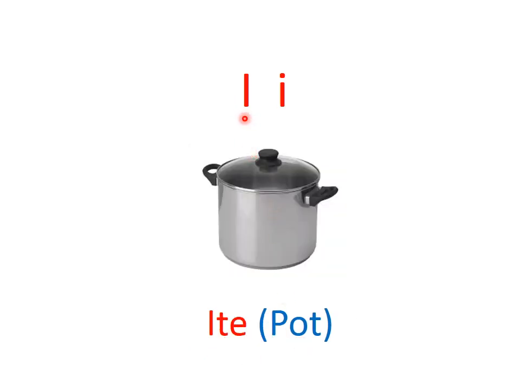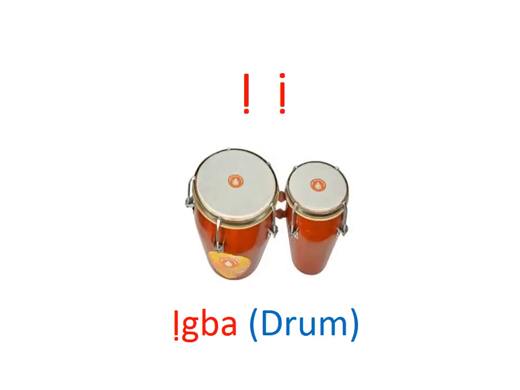E as in ite, pot. We have a variation of this. Next, A as in eba. The one without dot under is pronounced E, while this is pronounced A lighter. Eba, drum.